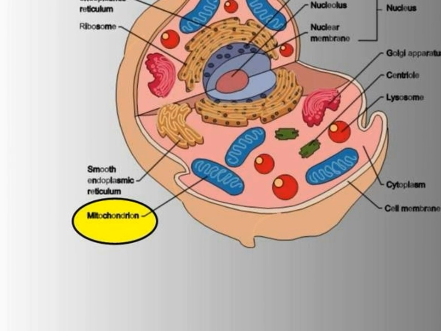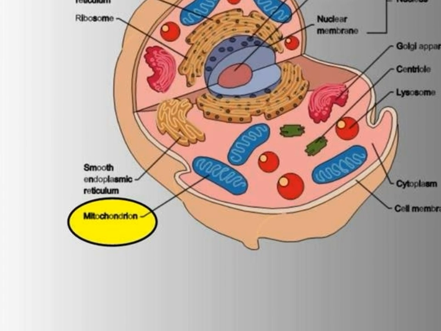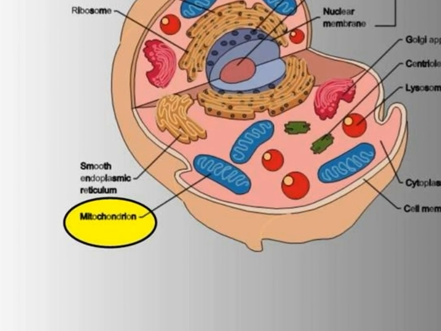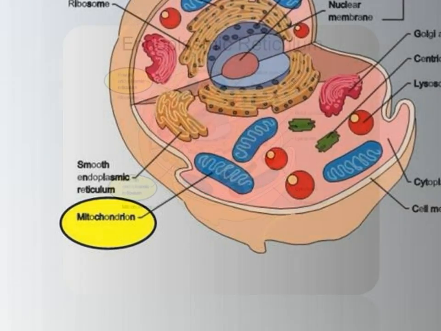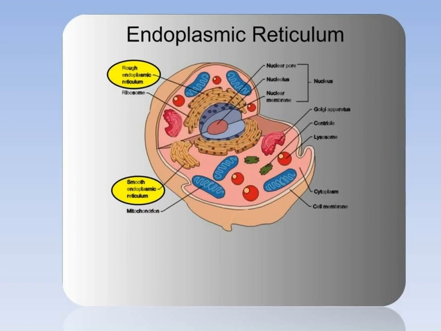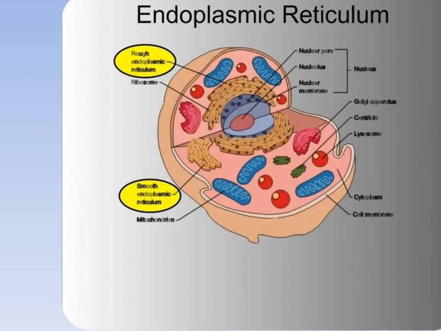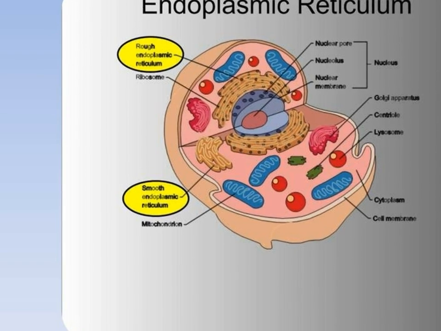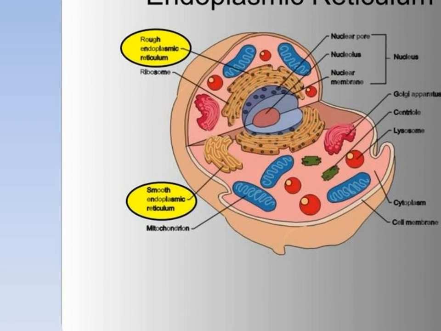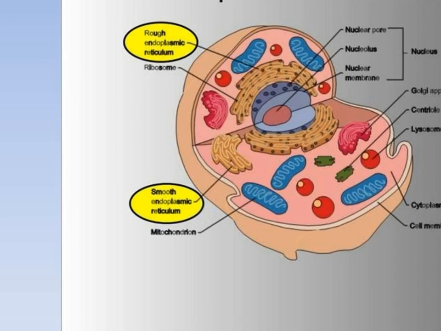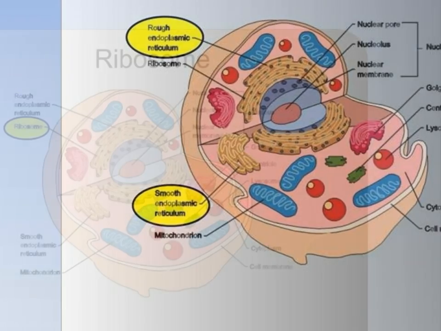A mitochondria can be compared to a lunchroom of a school, where the nucleus could be compared to the head office of the school. The endoplasmic reticulum is a passageway that carries proteins and other materials from one part of the cell to another. Endoplasmic reticulums are found in all cells, especially animal cells.